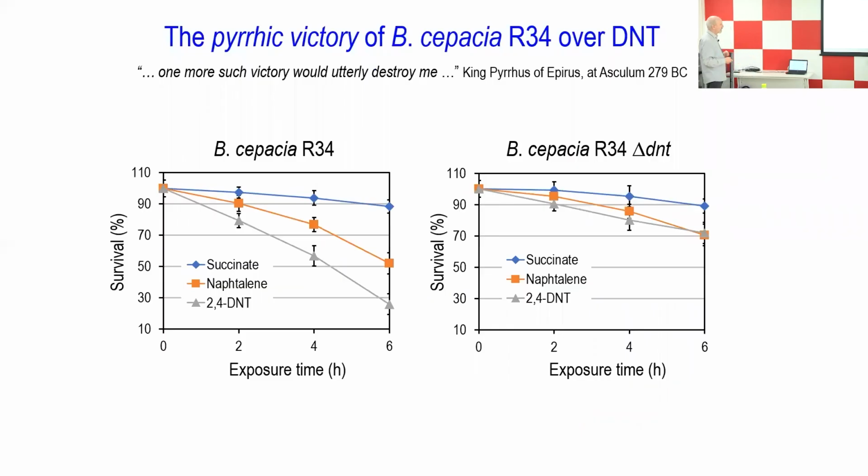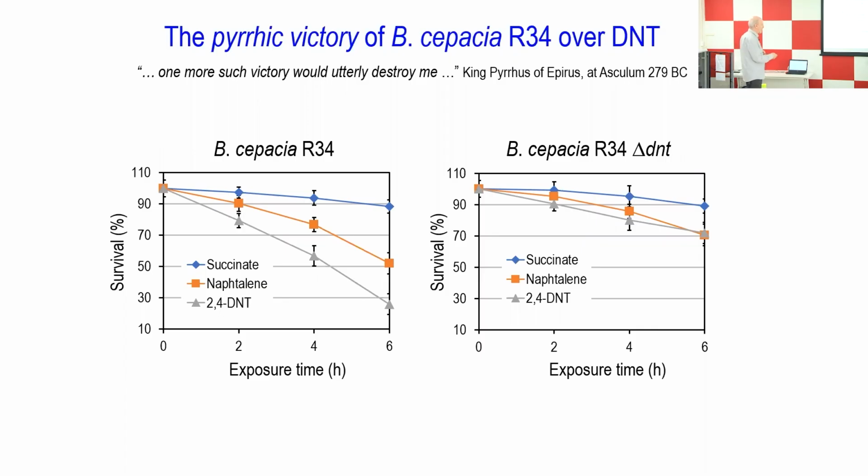But there's something very funny when you expose this bacteria to naphthalene and to 2,4-DNT. Naphthalene is what you may call the old substrate, and 2,4-DNT is the new substrate. So what happens is that if you expose this bacterium, Burkholderia cepacia, to succinate, nothing happens, of course. If you expose it to either naphthalene or 2,4-DNT, the compound is degraded here, okay? However, if the genes are deleted, then obviously the compound is not degraded.